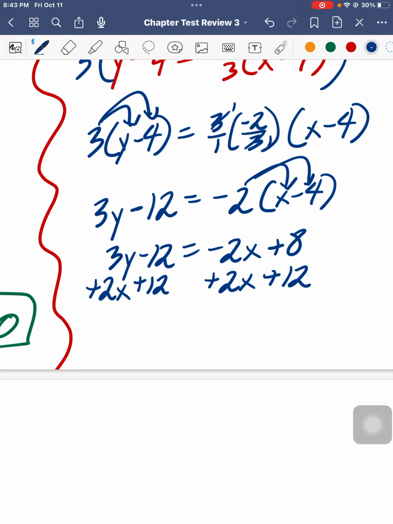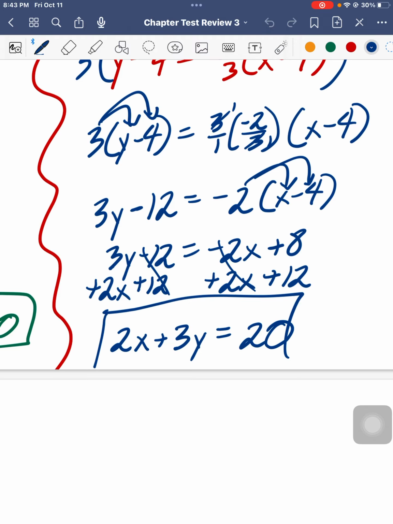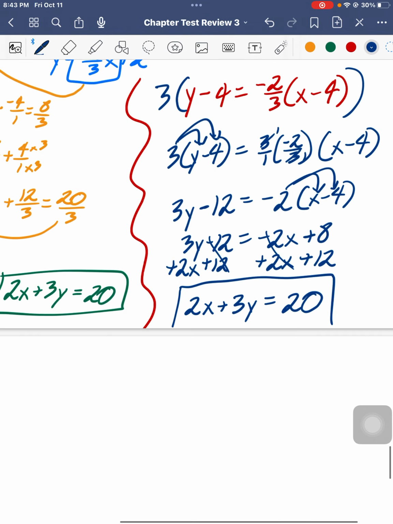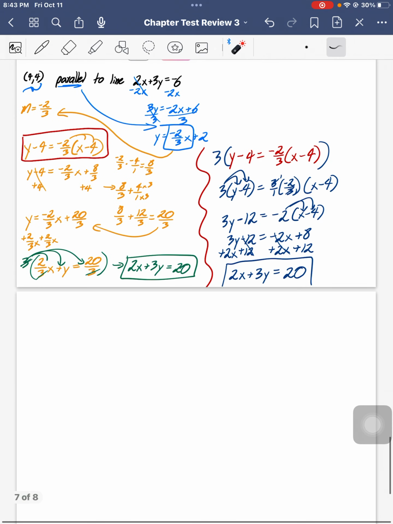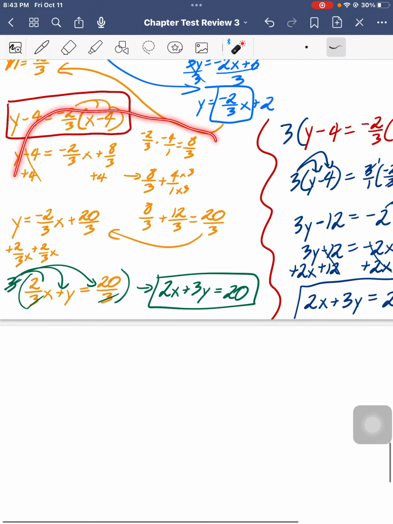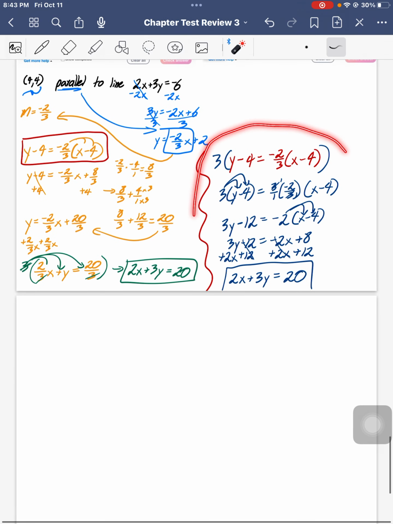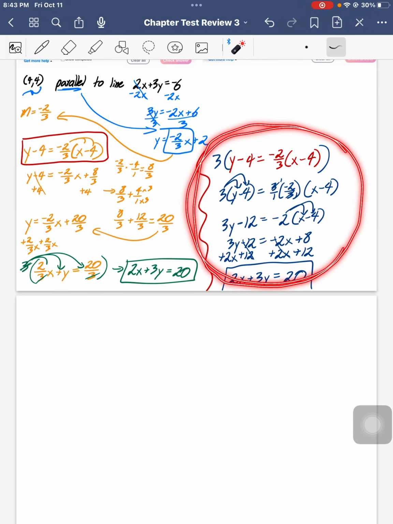I'm going to move this x to the other side. And now this is going to cancel, this is going to cancel. So my answer is going to be 2x plus 3y equals 20. And look at that, we got the exact same thing. So once again, guys, you can either choose to do this method or you can choose to do this method.